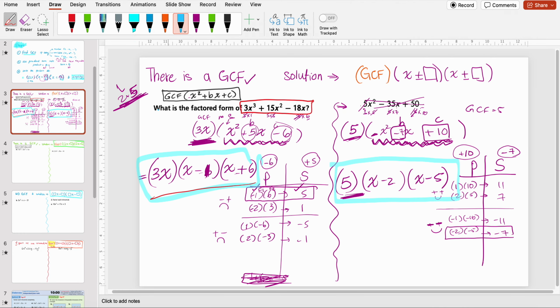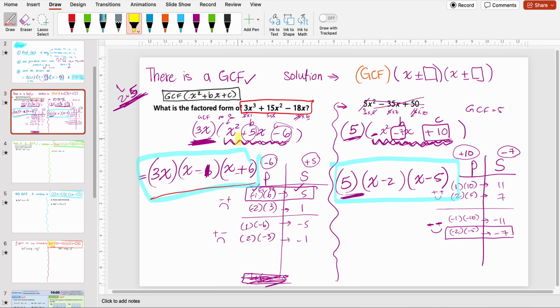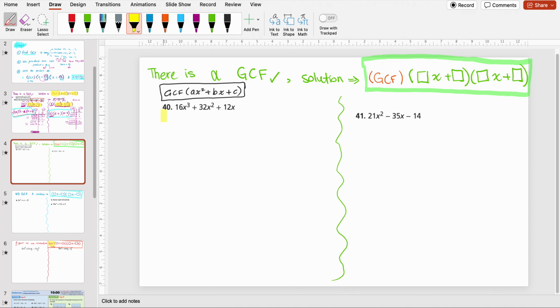So we're done with the first case. When you have a GCF and what you end up with, you are ending up with a trinomial that does not have an a. Okay? So your answer will look like normal cases in 2.5: x plus the number, x plus the number. That's it. And don't forget the GCF at the beginning. Now let's see the other case. You do have a GCF, but your trinomial will have an a.